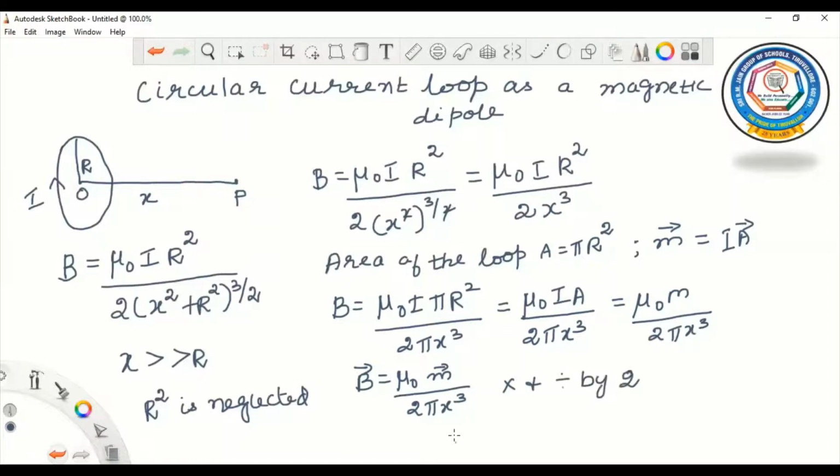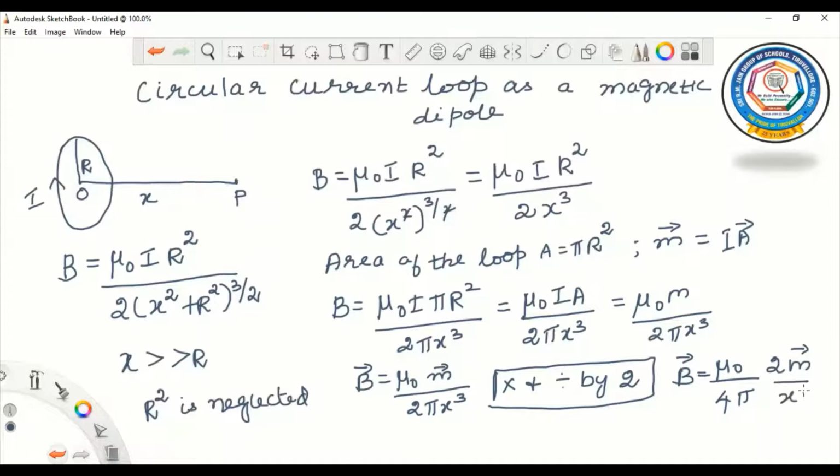So I will get B is equal to, this is very important, multiply and divide by 2. So I will get B is equal to mu naught by 4 pi, then 2m divided by x cube. So this relation is very important.